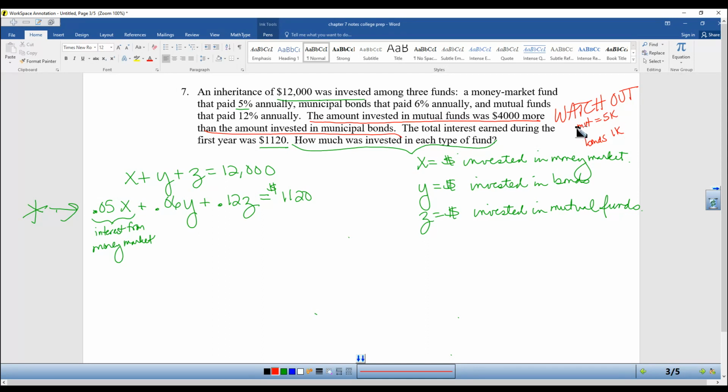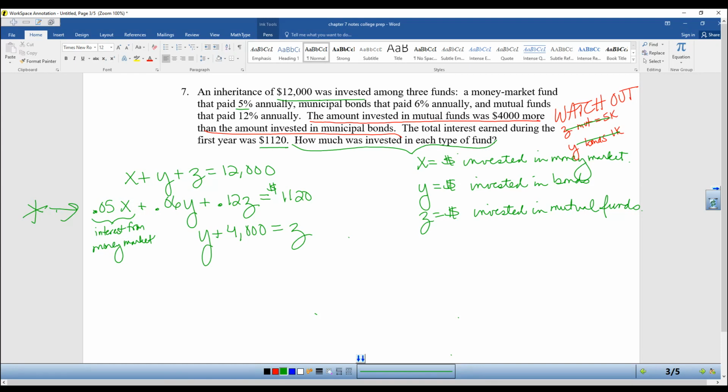So if this is Z and this is Y, what's the relationship between them? Y plus 4,000 is equal to Z. So really easy to get that backwards. So give yourself an example, or instead of doing it this way, just write which way you think it is and then try 2 numbers. Okay, so if I put $1,000 in the bonds, I'd be putting in 5,000 in mutual funds. Yes, that's correct. But don't get that backwards.